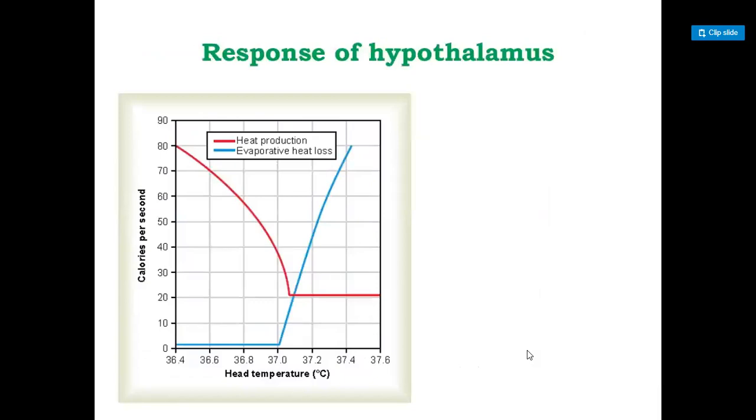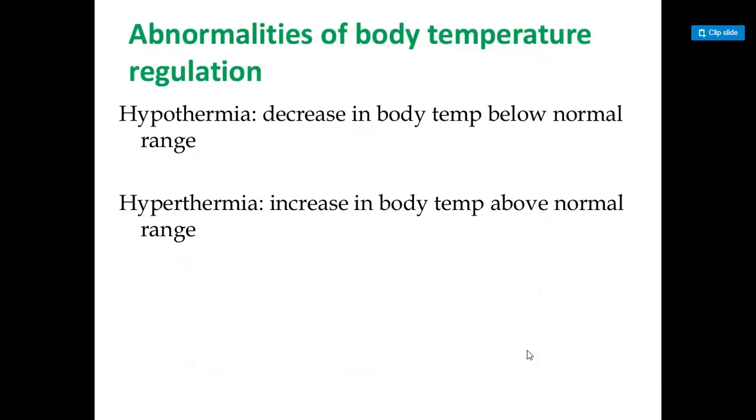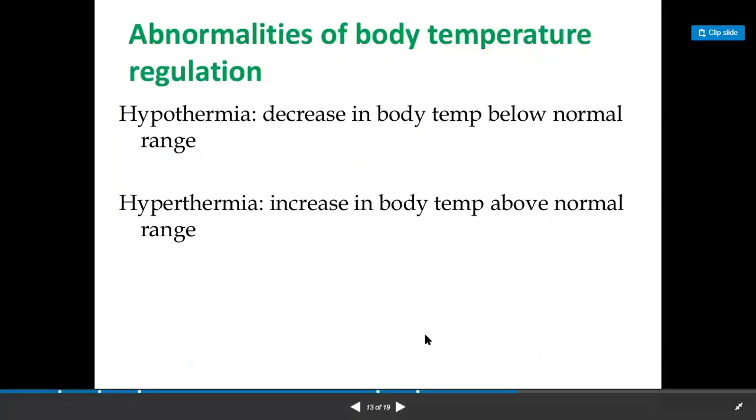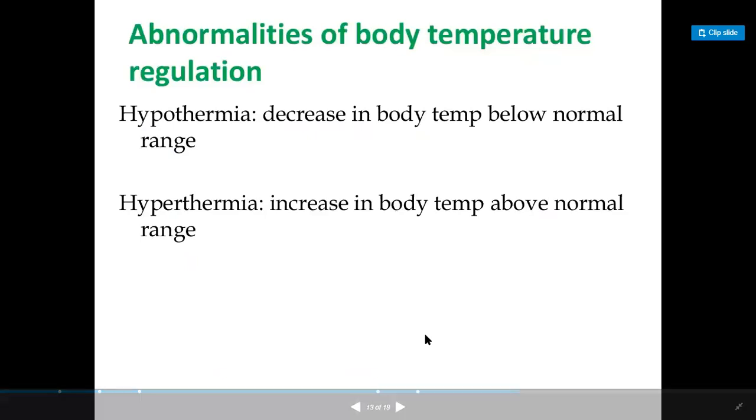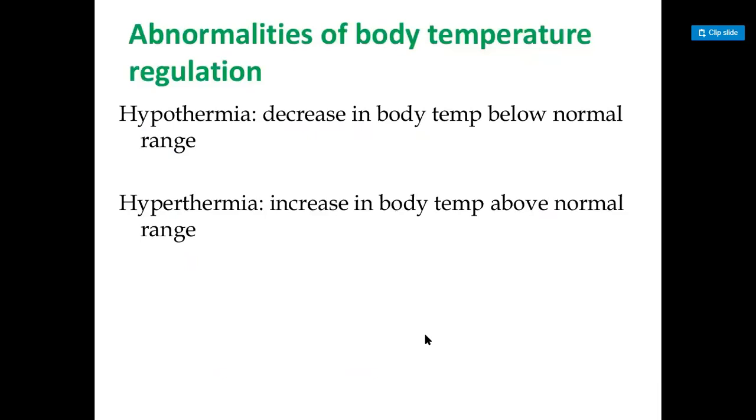This graph is just showing you the response when there is heat production and when there is heat gain. Now, abnormalities of temperature regulation. What happens when your body is not able to regulate temperature? When your body is not able to regulate temperature, you have two main states. One is hypothermia. Hypothermia is a decrease in body temperature below the normal range. So when your temperature falls below 36.6 or falls below 36, there's hypothermia.